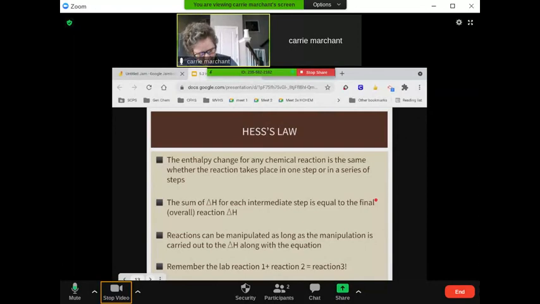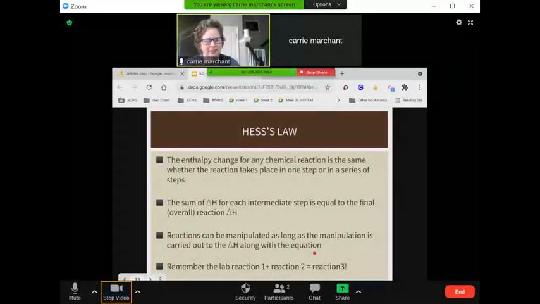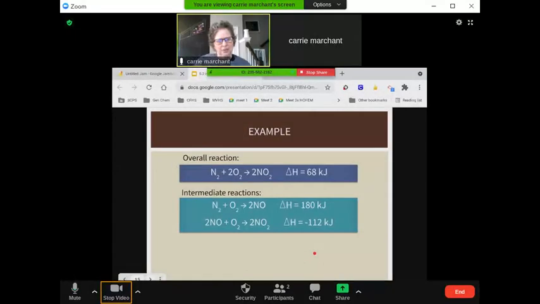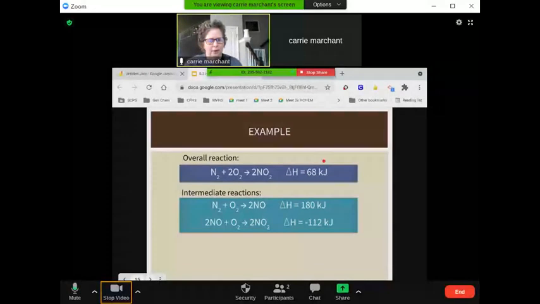Okay. Reactions can be manipulated as long as whatever you do to the reaction, you also do to the delta H. And here's my little hint down here if nobody had posted in the chat about it. We did this already, so you're already familiar with it a little bit. We're just going to now show it to you in this type of format. Our goal: nitrogen gas and oxygen gas equal nitrogen dioxide. And they gave us our endothermic enthalpy right there. And this can be broken down into 2 parts.